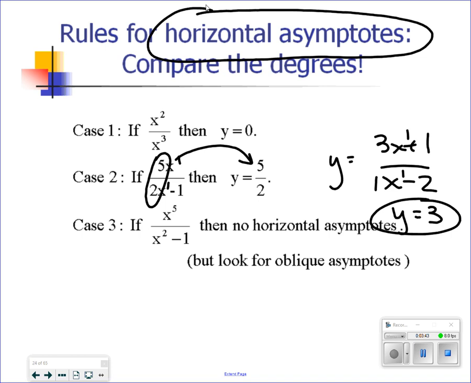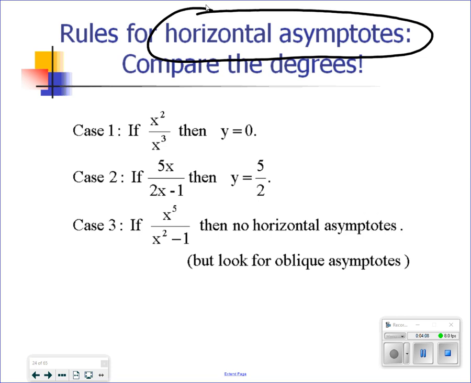Now, some of you might ask, well, why is that? If I went x all the way to 1,000,000, and then I went x on the bottom all the way to 1,000,000, you'd end up with 3,000,000 over 1,000,000. So again, as you continue to go bigger and bigger and bigger, you're going to get closer and closer to 3 being that horizontal asymptote. And the last one is the most complicated one.